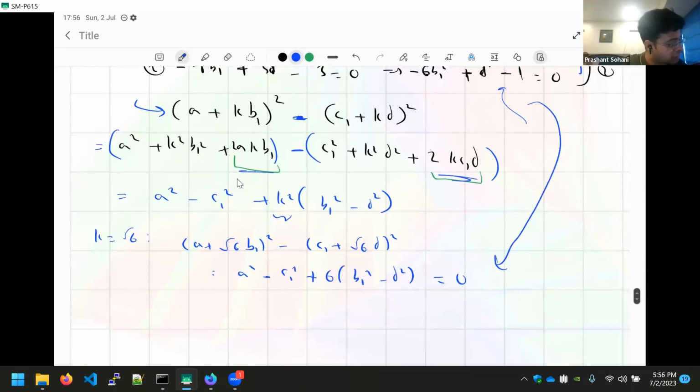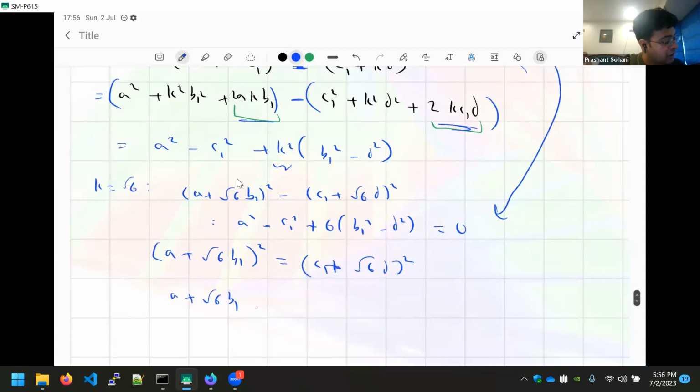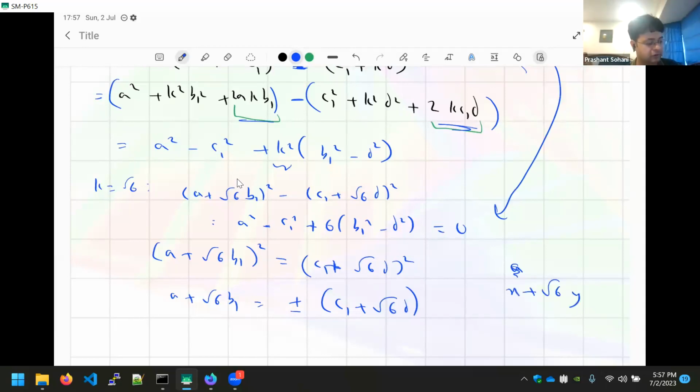And so what I'm able to conclude is that a plus root 6 b1 square is equal to c1 plus root 6 d square. And so eliminating the squares, I get a plus root 6 b1 has to be equal to plus or minus c1 plus root 6 d. And assuming that a, b, c, d are all non-zero, a given expression cannot be written in two different ways of the form x plus root 6 y, with integers. There is only a unique way to represent any number in this way.